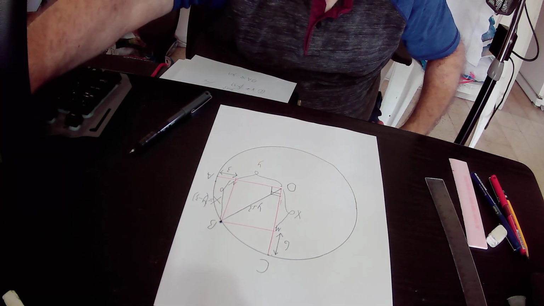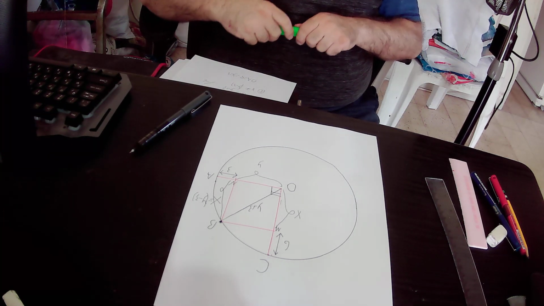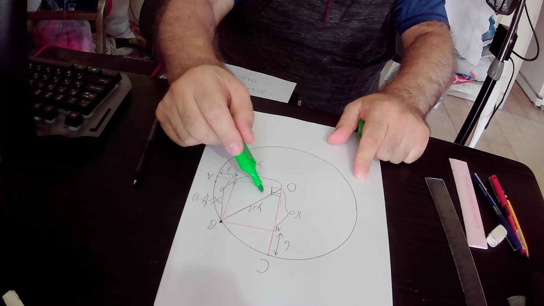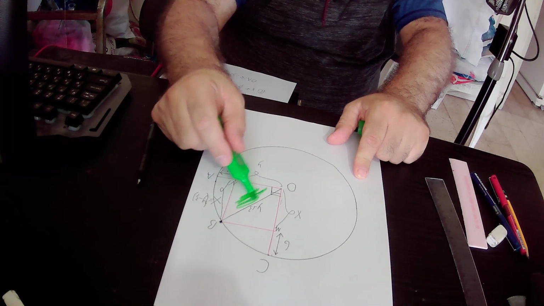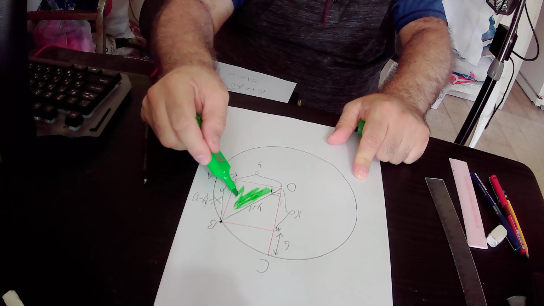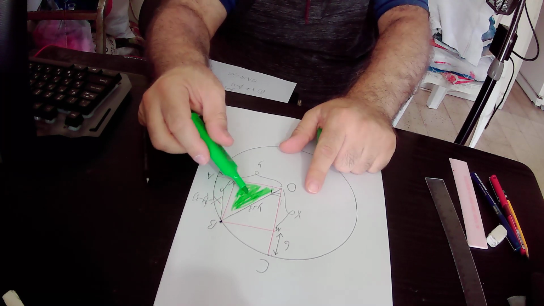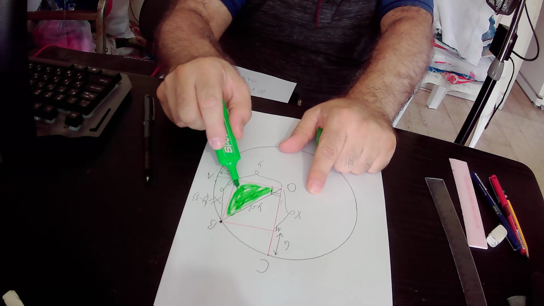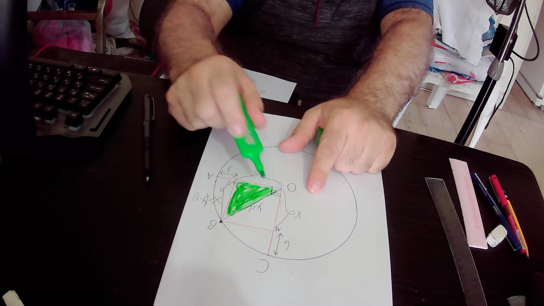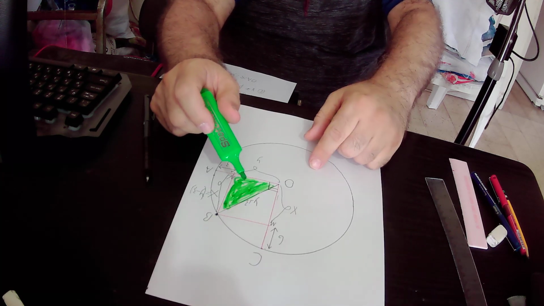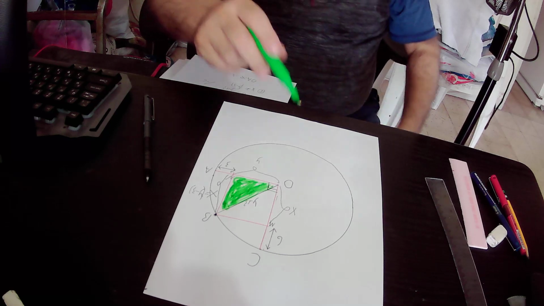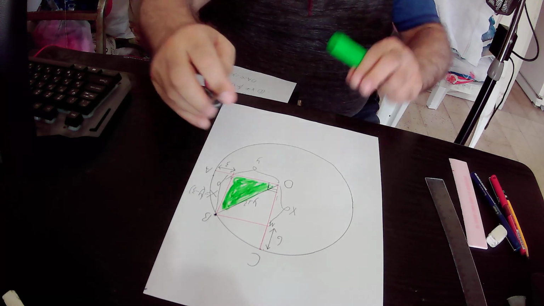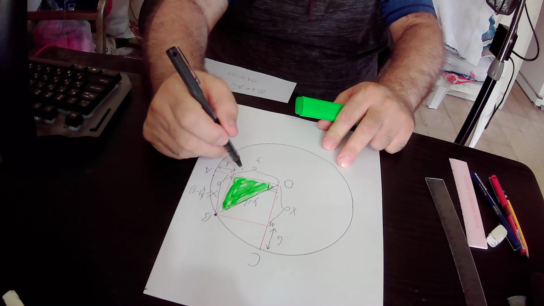So, actually, if we look in the right triangle ONB, first of all, ONB in the green color is a right triangle because of the fact that angle ONB equals 90 degrees.